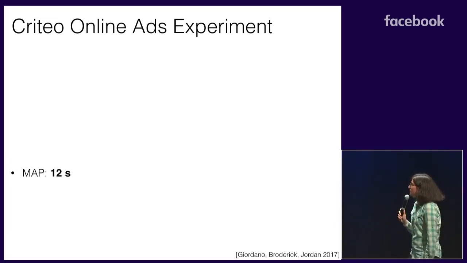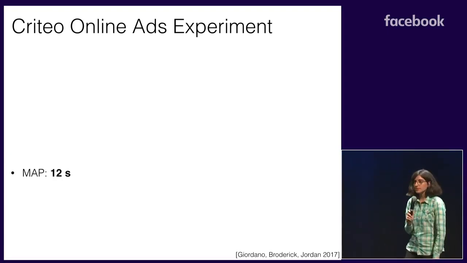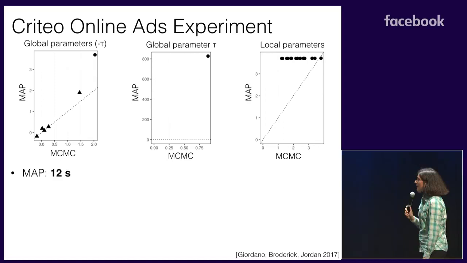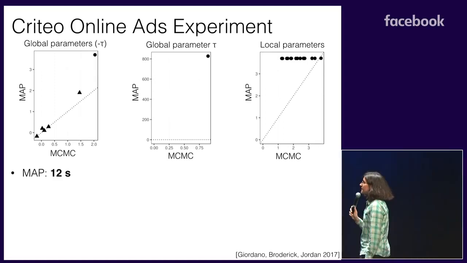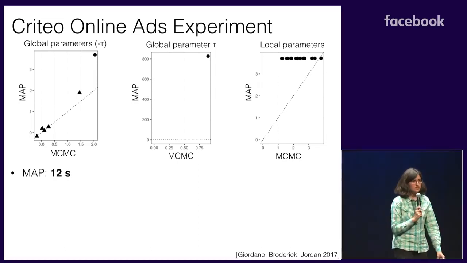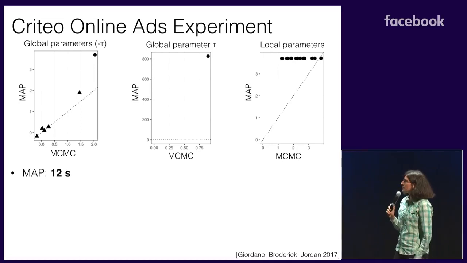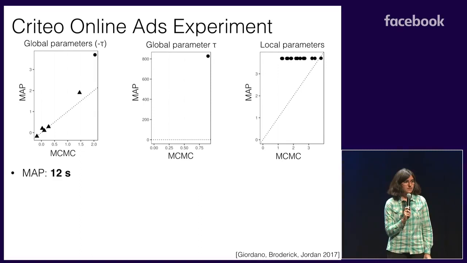And let's suppose that we run MAP. Okay, well, that just takes 12 seconds. That's great. That's extremely fast. So why aren't we running MAP this whole time? Okay, well, in this particular case, we have a set of global parameters. So here in the first plot, we're plotting all the global parameters except for one that's called tau. And again, we have this x equals y line. We plot the mean estimate from Markov-Chain Monte Carlo versus the mean estimate from MAP.